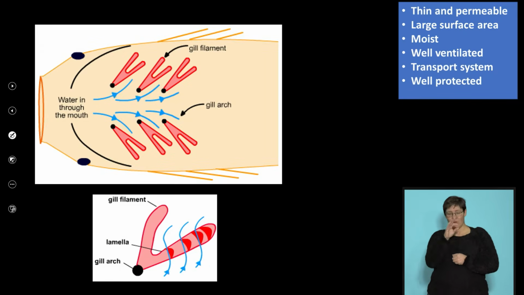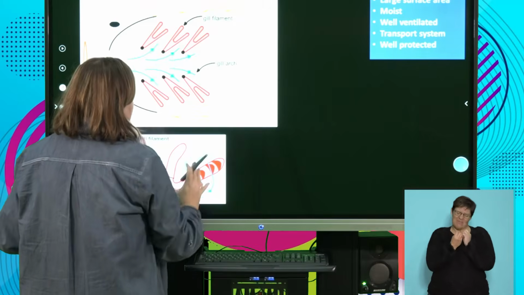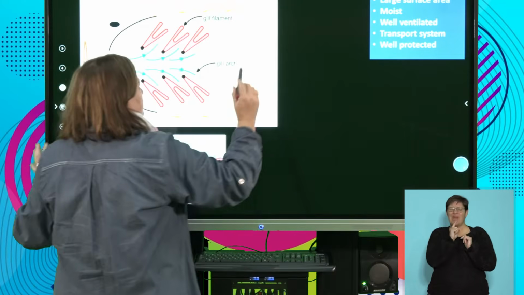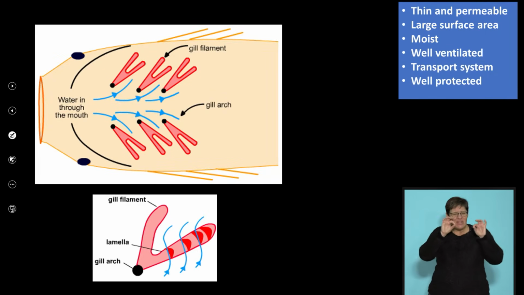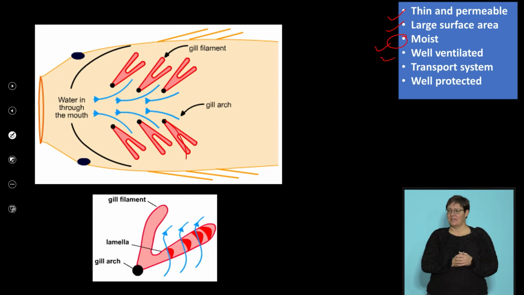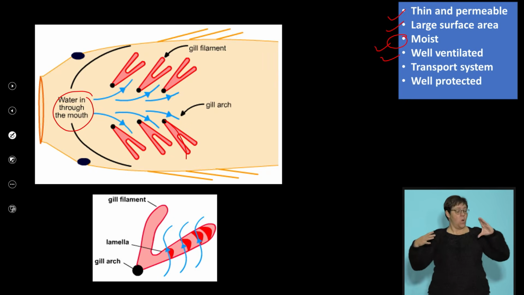As you can imagine, when we look at the fish and all the different features, are they thin and permeable? Look at these: there are thousands, millions of small, thin gills. Do they have a large surface area? Definitely. I don't have one solid one; I've got lots and lots of them. I don't think moistness is going to be a problem because it lives in water. Is it well ventilated? Yes. The mouth moves up and down and the water comes in.